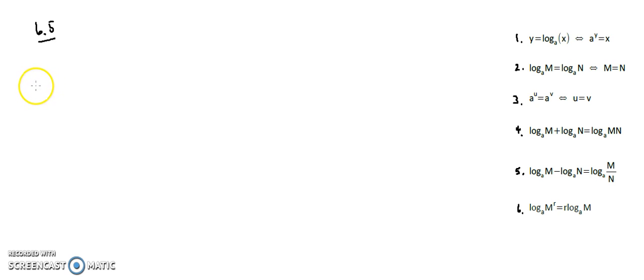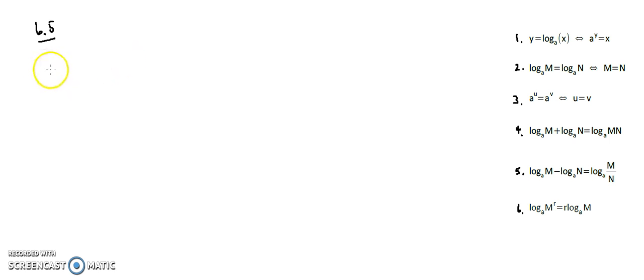So property number 4 says that the sum of two logarithms is the same as a logarithm of a product. Okay, so we can combine the sum of logarithms as a product, or in the reverse, we can take a product and make it into a sum. Okay, so sum and a product go together.